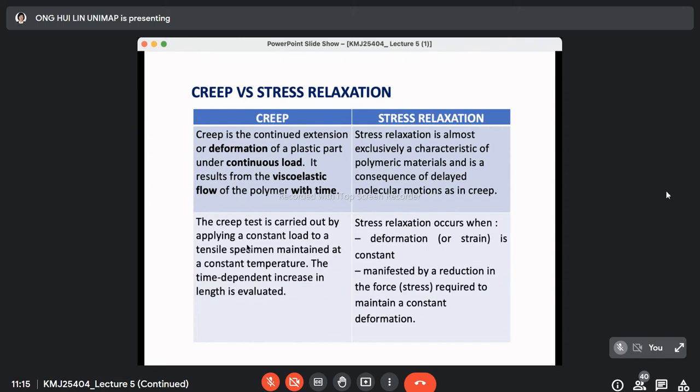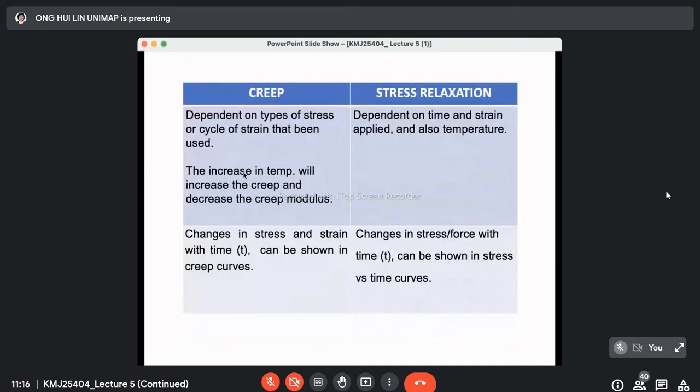Here it is mentioned that the creep test is carried out by applying a constant load, so it is a constant load or stress. Side by side, it mentions this is strain, at a constant temperature. For stress relaxation it is also at a constant temperature. It is time dependent: one is increasing the length, and the other is reducing the stress. Maybe this example is not really good, but you can still see the difference between the first point and the second point. The second slide is about this comparison.